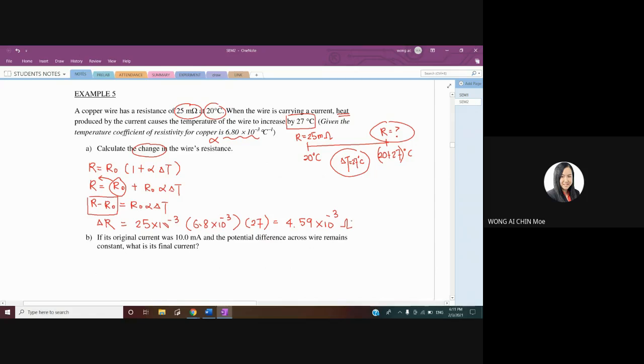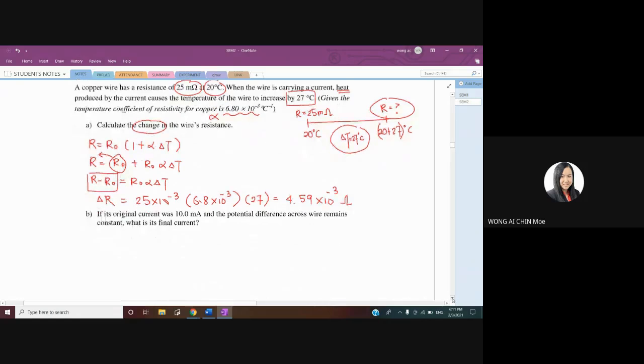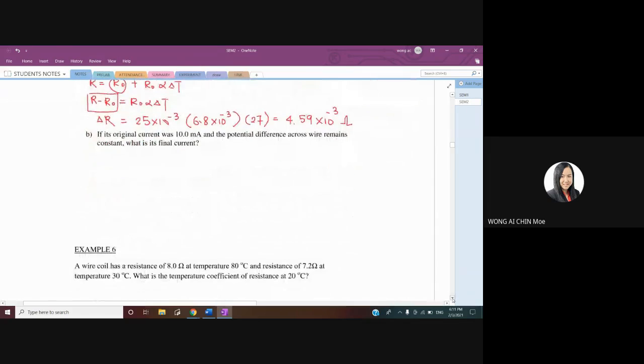Okay, so we find the initial and the final. If the question asks for the change, that means we take final minus initial. If the question says what is the final, then you just find the R. If the original current is 10 milliampere and the potential difference across the wire remains constant, what is its final current?